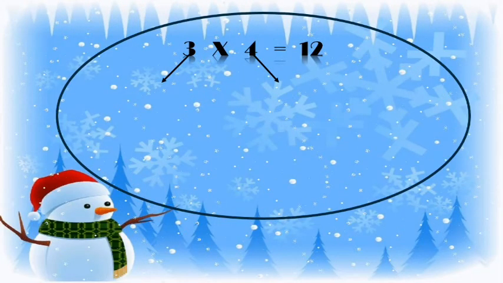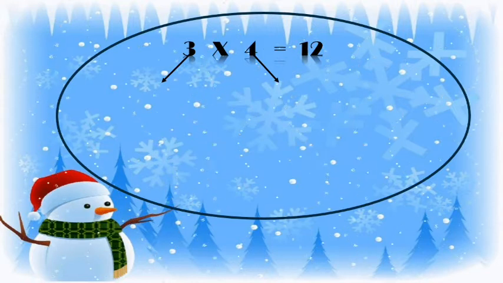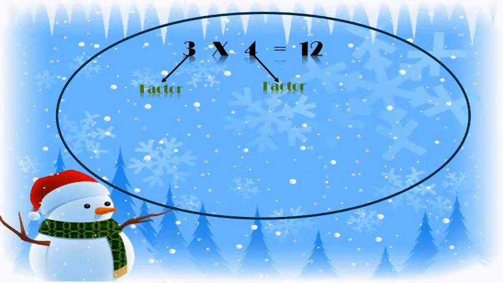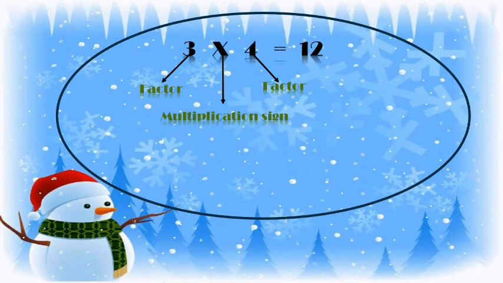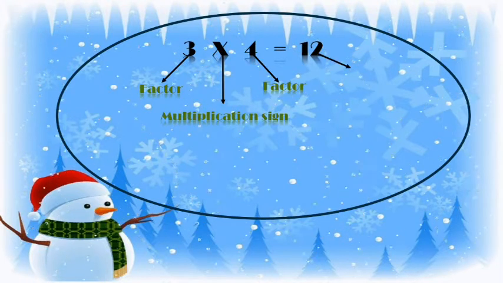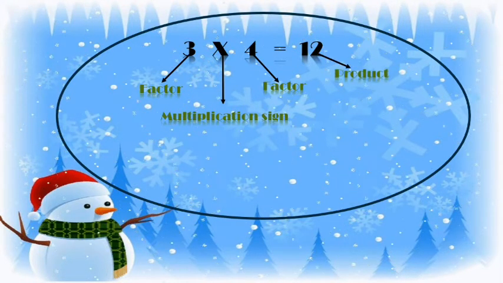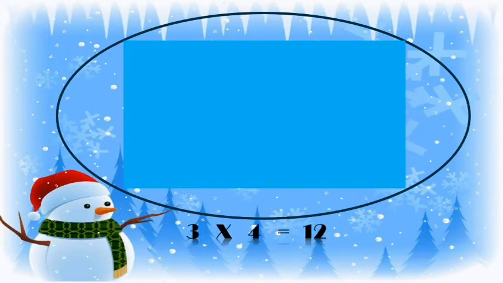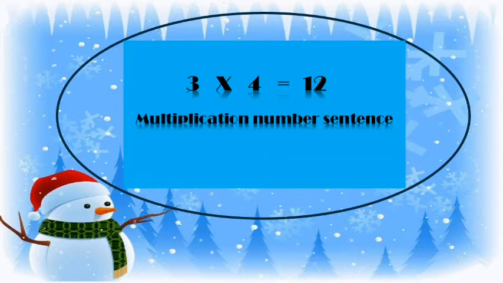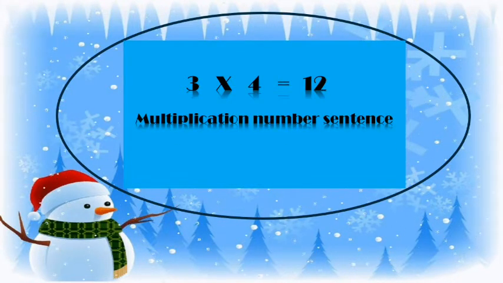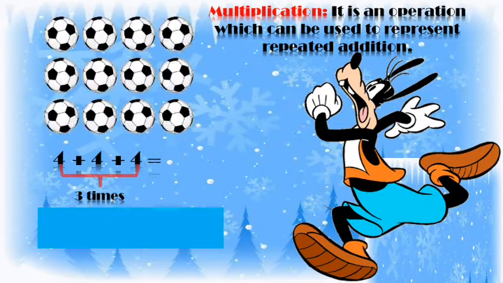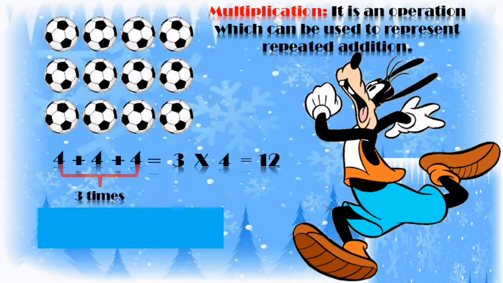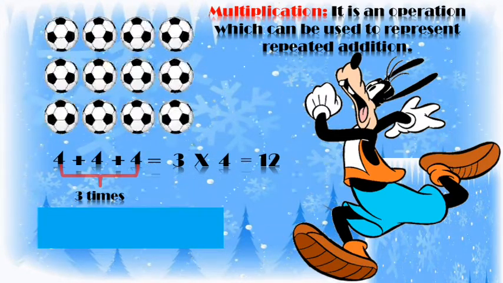3 and 4 are called factors, and this is the multiplication sign, and 12 is called product. Altogether, this represents a multiplication number sentence. Notice that this sentence replaces the number sentence 4 plus 4 plus 4.